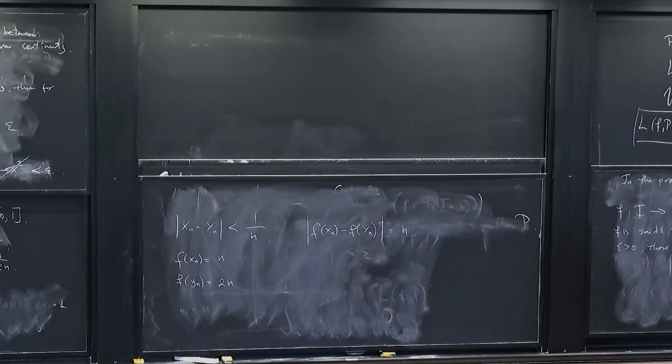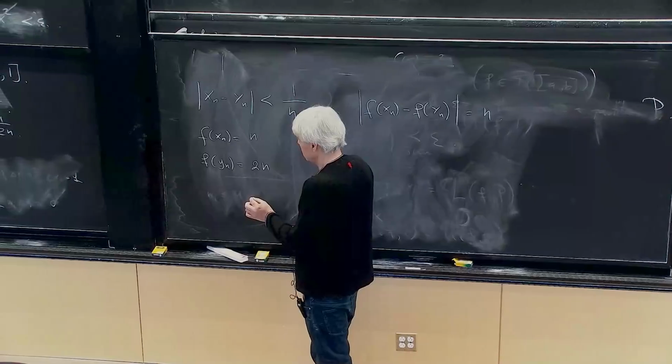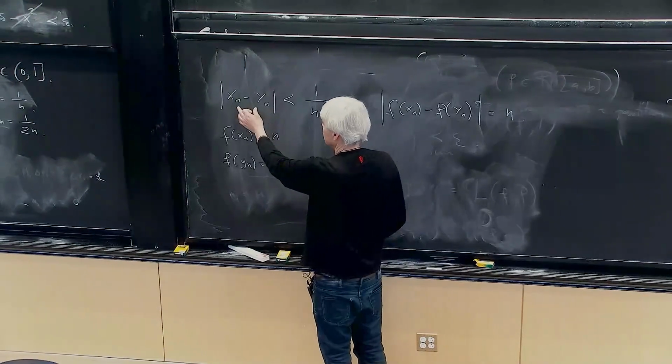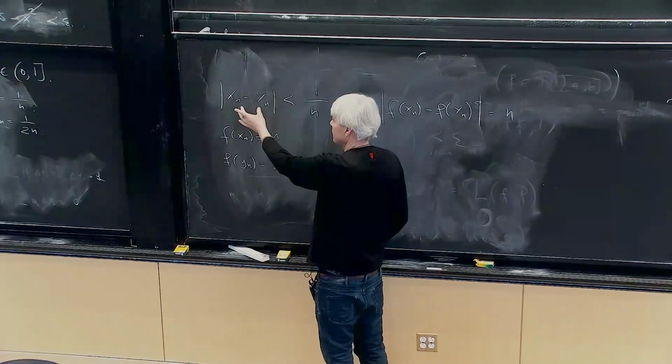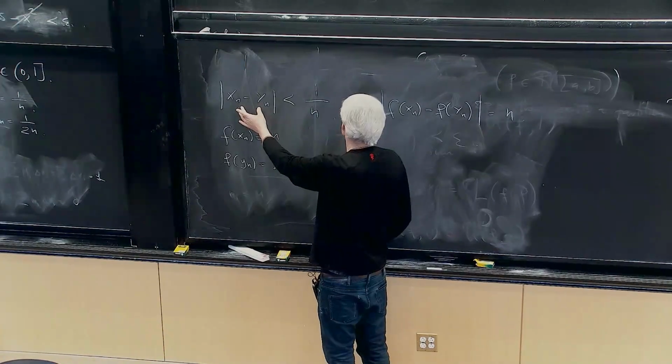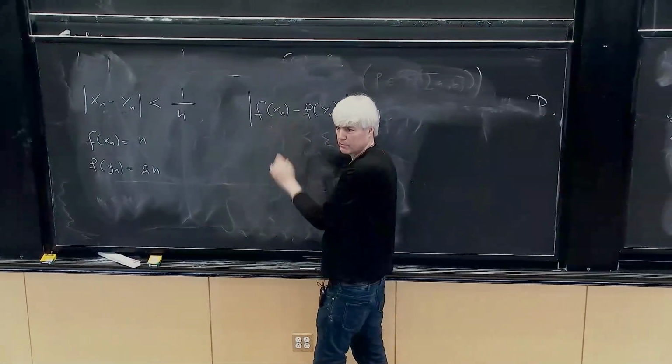And so you see that it doesn't work that for any given epsilon, there exists a delta so that if these two points are delta close, then the images are at most epsilon apart, right?